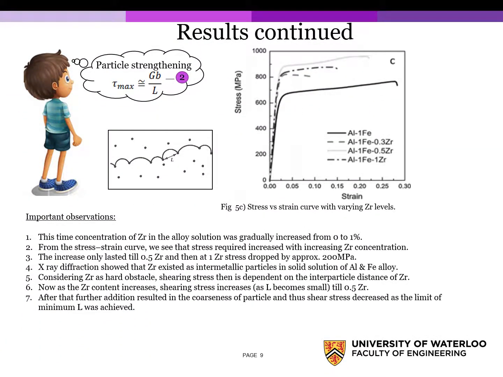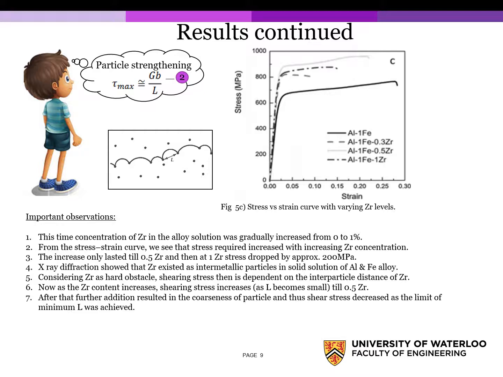Continuing with the results, figure 5C shows the stress-strain curve with varying Zr concentration in the alloy. Following were some of the observations for this trial. This time the concentration of Zr in the alloy was gradually increased from 0 to 1%. From the stress-strain curve, we can see that the stress required increased with increasing Zr concentration. The increase only lasted till 0.5 Zr, and then at 1 Zr, stress dropped by approximately 200 megapascal.